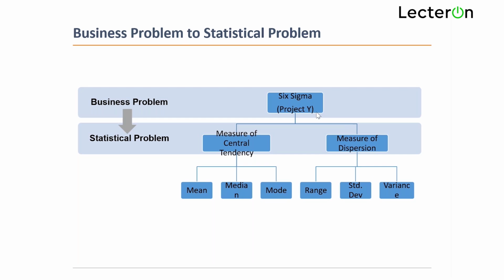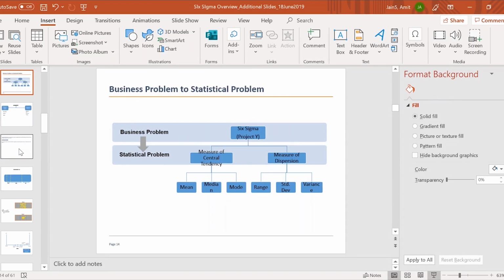So business problem, we had the Six Sigma, the product Y. We would convert it into a statistical problem. How? We will look at the measure of central tendency, measure of dispersion, and we would try to ascertain what is it that we need to work on. Do we need to work on the centering of the process? Is the centering an issue, or is the dispersion an issue in the process? If it's a dispersion, then we work on the standard deviation, variance, or range. If the problem is with the centering, we would work at mean or median. Okay, so this is what the entire concept of Six Sigma is all about.